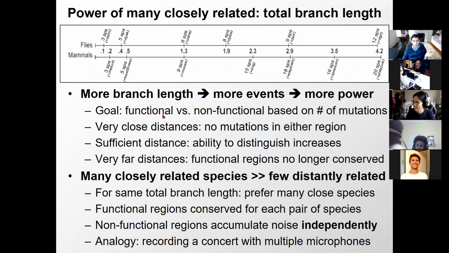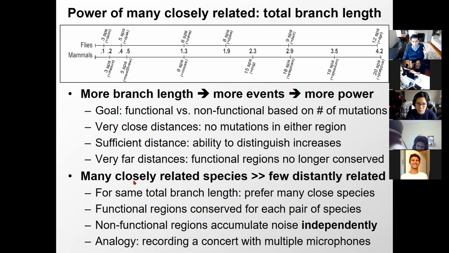And if our goal is to distinguish functional versus non-functional based on the number of mutations, with very close distances, there's really no mutations in either region. With sufficient distances, we can distinguish the differential accumulation of substitutions in functional versus non-functional regions. And with very, very distant comparisons, the functional regions are no longer conserved. So the challenge there is that if you compare amoeba and mammals, there's very little conservation, and therefore you won't be able to really capture this distinction between functional and non-functional.